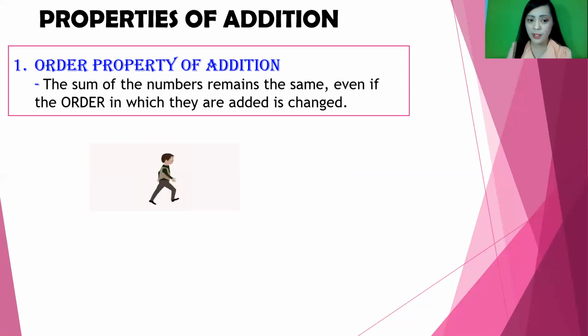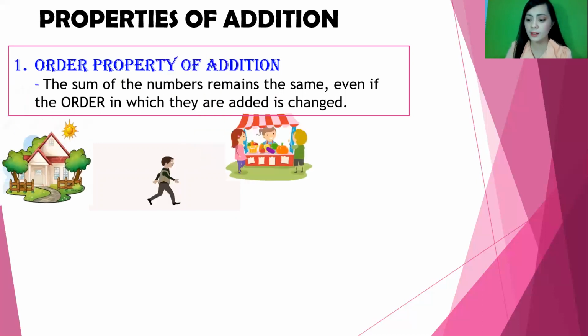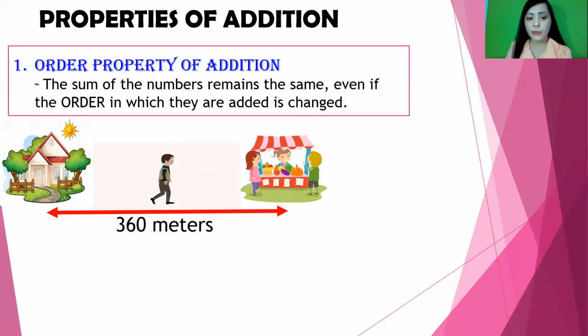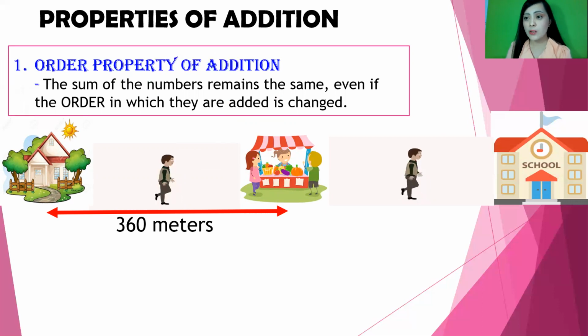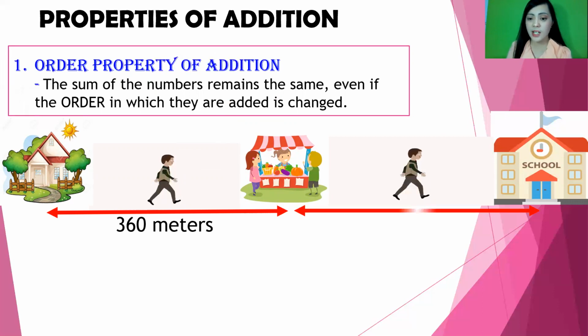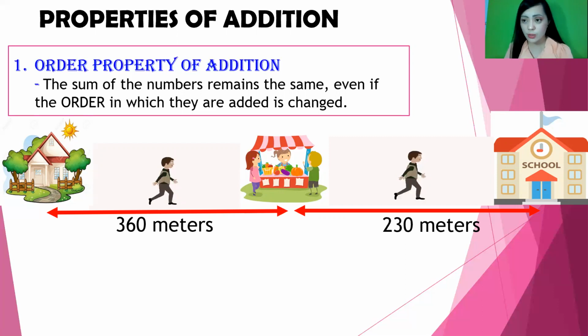So for example, a man is walking from the house to the market, and he walks 360 meters from the house to the market. And when he reached the market, he walked again going to school from the market, and he walks 230 meters from the market to the school. So as you could see, from the house to the market, he walks 360 meters, and from the market to the school, he walks 230 meters.